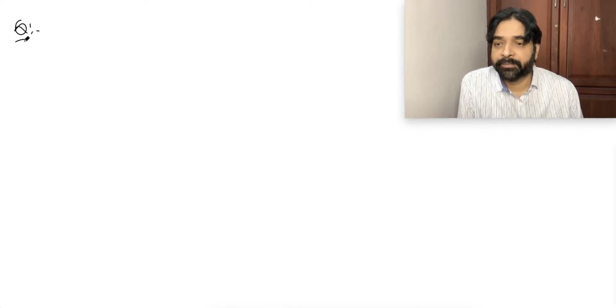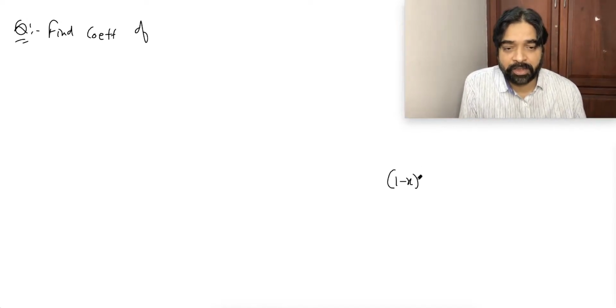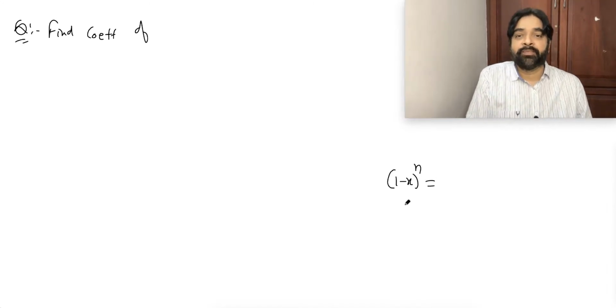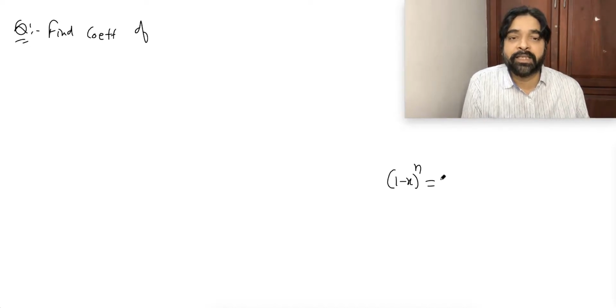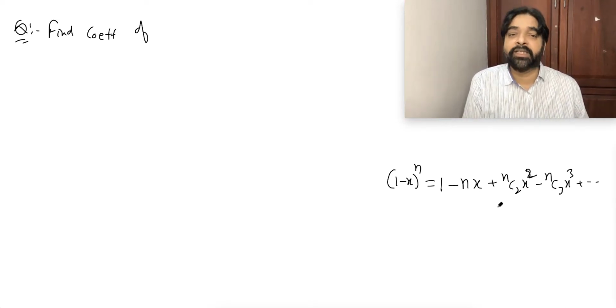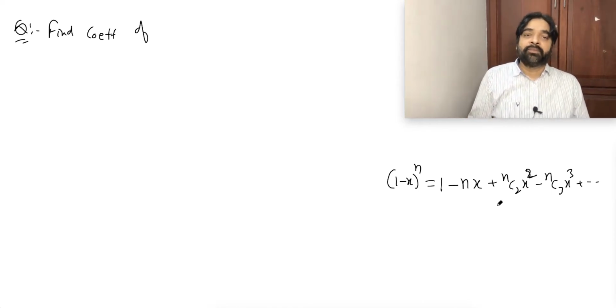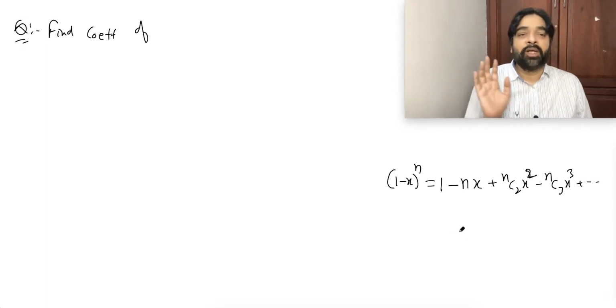Suppose a question is coming: find the coefficient of. See, before this, I suggest you remember this series, because this is the series that is going to come every time. 1 minus x power n will be what? nC0 means 1, minus nC1 x, plus nC2 x square, minus nC3 x cube, and so on. This series should be fixed in your mind. Until you know this series, nothing can be done.